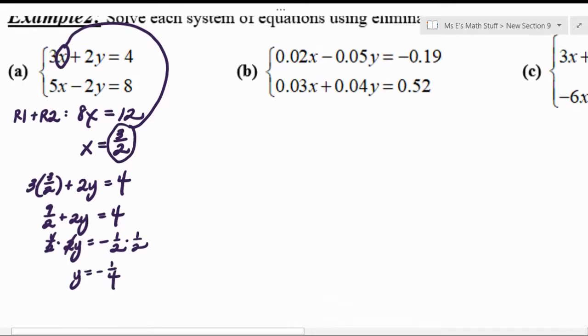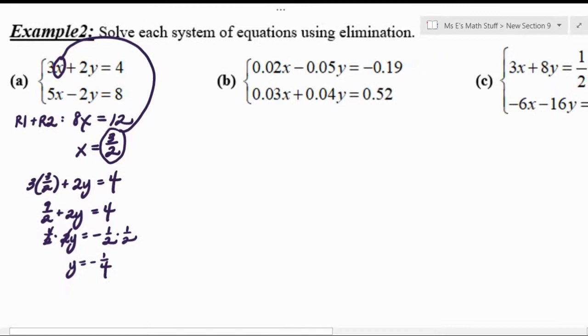There we go. Okay, just like in the previous lesson, since you were finding where two line graphs intersect, we're going to write our solution as an ordered pair. So your x coordinate is 3/2 or 1.5, and your y coordinate is negative 1/4, where those two lines intersect. There you go. Okay, now let's look at part B.